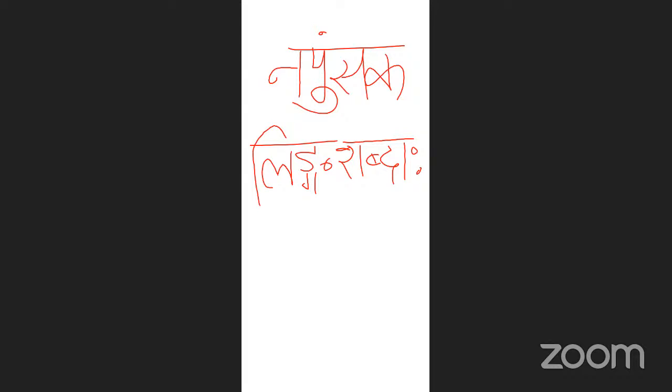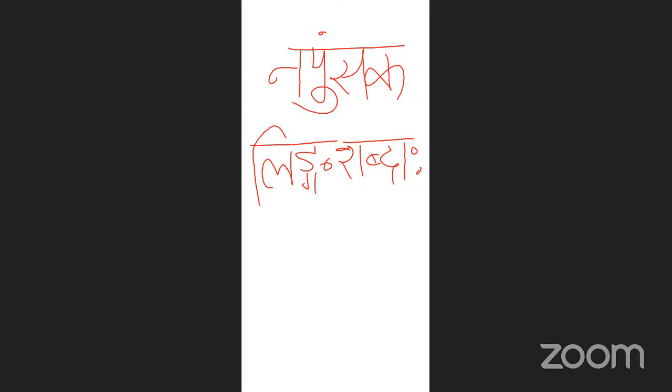Slowly and gradually. So there is no shortcut to know all the Napunsakalinga, Strilinga and Pullinga Shabdas. If you keep on studying Sanskrit, you will get the idea of which Shabda is Napunsak, Pulling or Striling. So some examples we will do.